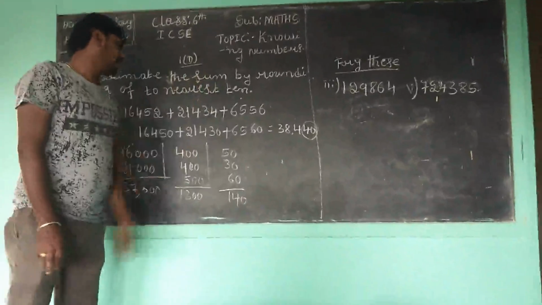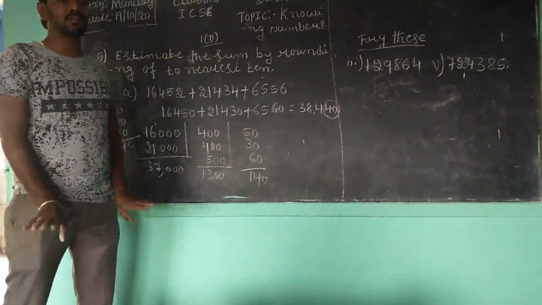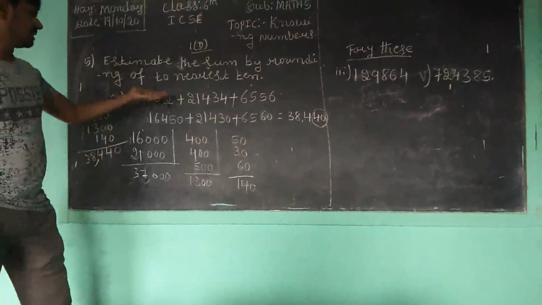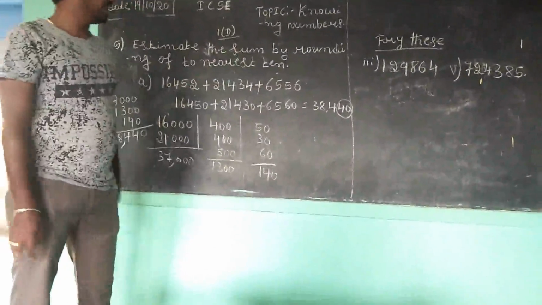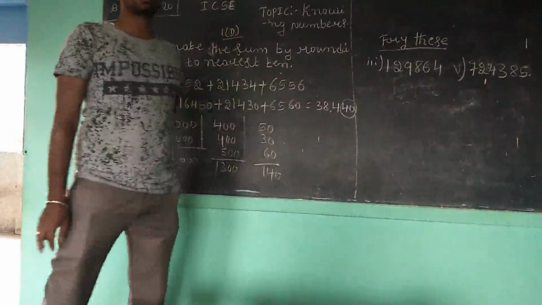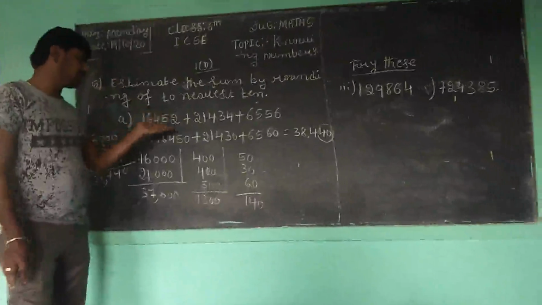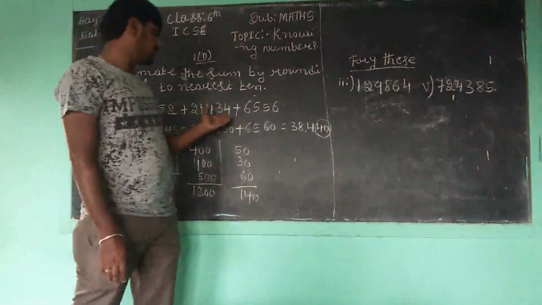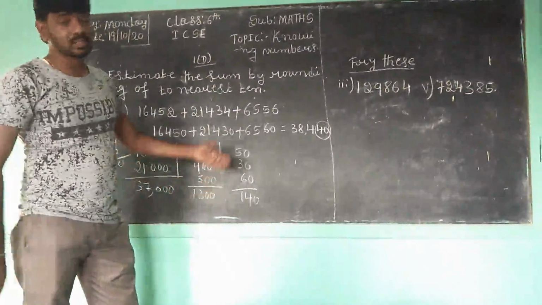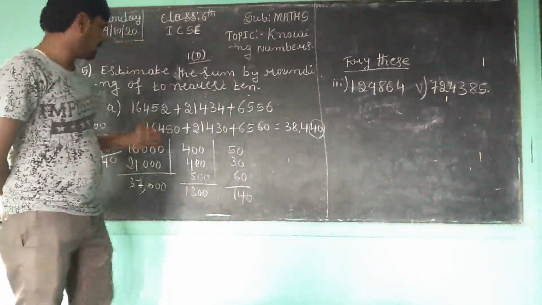Estimate the sum by rounding to the nearest 10, not for 100, not for 1000. You want to take 16,450, 21,434 and 6,556. First, 16,450, because 52 is very near to 50. And here also 21,434 is very near to 30. And 6,556 is nearest to 60. Children, we can add this one.